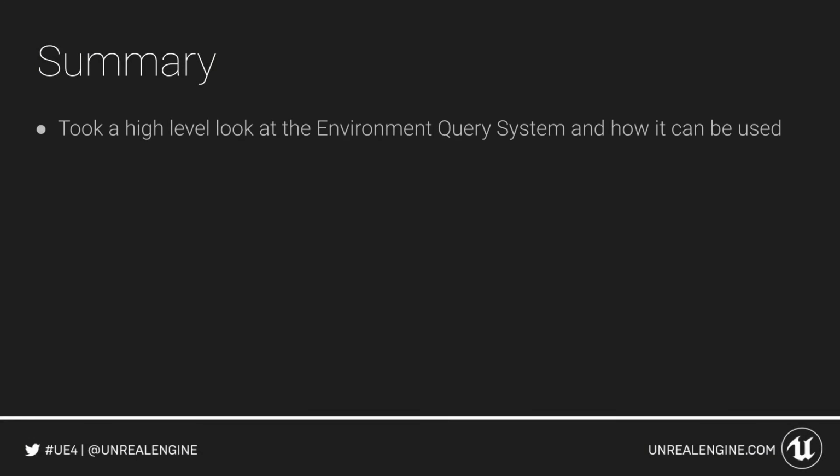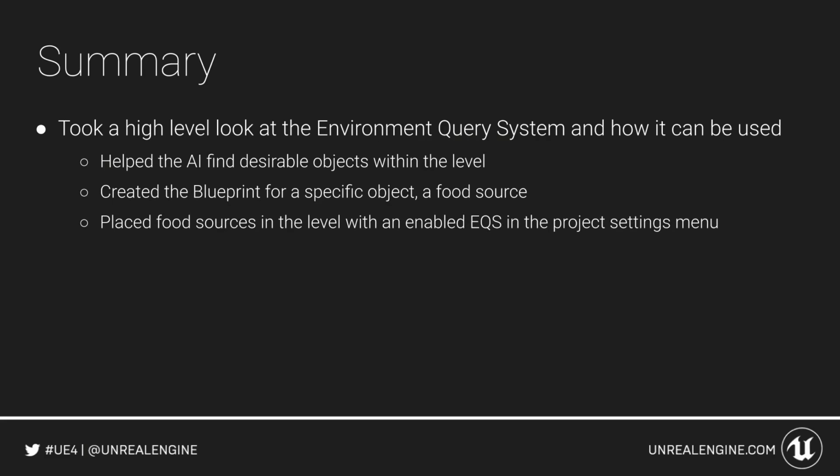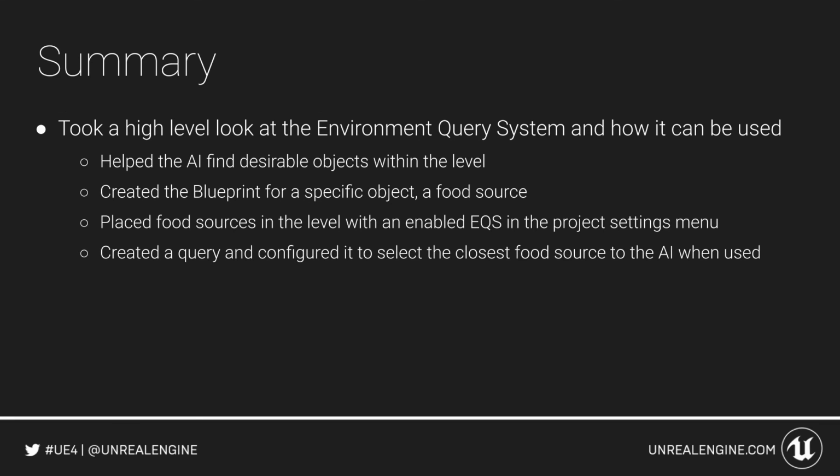In this video, we took a high-level look at the environment query system and what we might want to use it for in our project. For example, helping the AI find desirable objects within a level. We then went on to create the blueprint for this object, a food source, before placing several of them in our level. We then enabled EQS from the project settings menu, being mindful that it is disabled by default due to its experimental nature. We then created the query itself and configured it to select the closest food source to the AI when used. We then added a new sequence to the behavior tree that utilized this query.